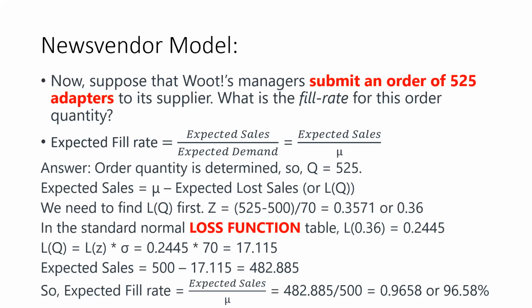And then in the normal distribution, L of Q is equal to L of Z times sigma. So I got 17.115. And expected sales is equal to 500, the mu, minus 17.115. I got 482.885. So finally, the expected fill rate is equal to expected sales divided by mu, which is 482.885 divided by 500. And the final answer is going to be 96.58%.